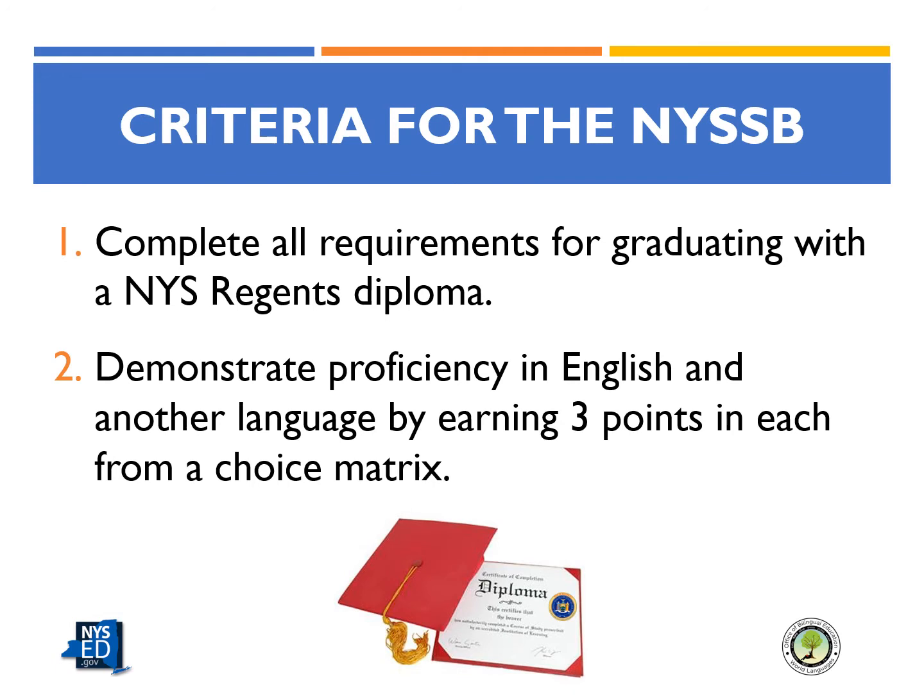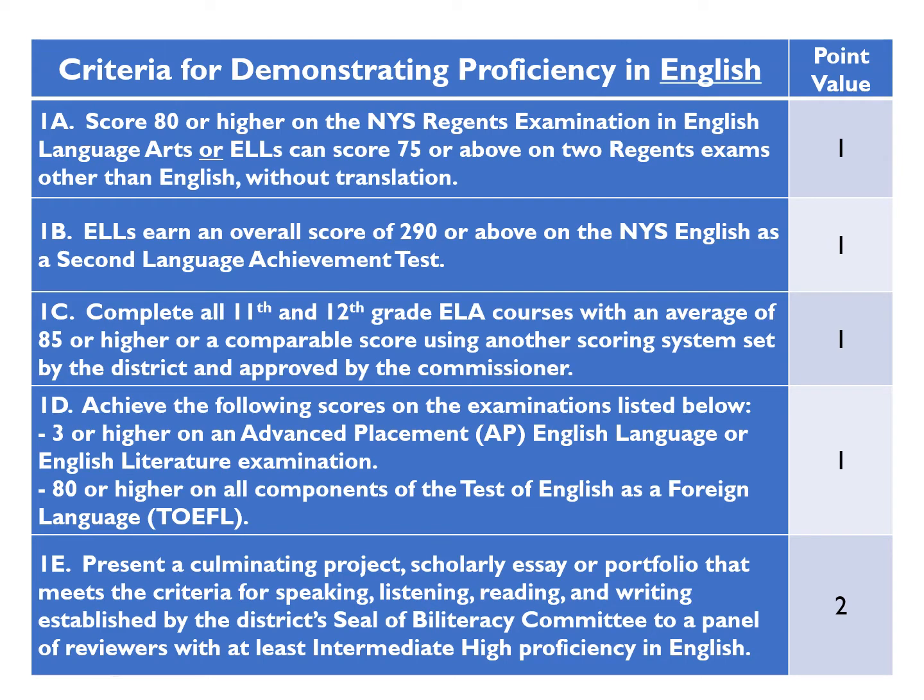Let's now review the criteria for a student to earn the New York State Seal of Biliteracy. A candidate must complete all requirements for graduating with a New York State Regents diploma and must earn 3 points in English and 3 points in one or more other world languages according to the criteria set forth in the handbook. Here is the point matrix for English. Students must earn a total of 3 points using any combination of the criteria shown on this page. Each criterion is listed with its corresponding point value.